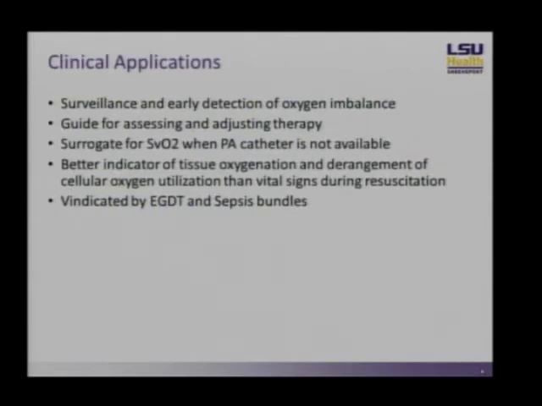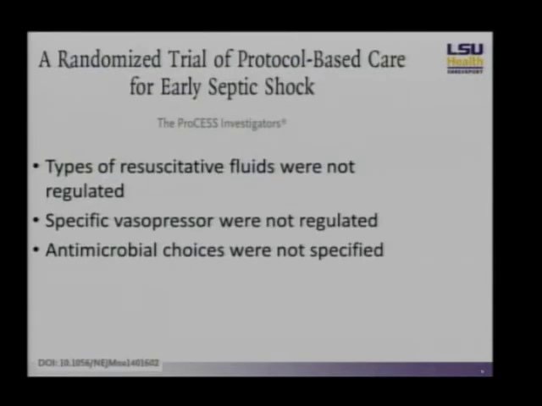And like I said, for the indications, we look for oxygen imbalance. We assess and adjust our therapy when we don't want to put a PA catheter in. It's a surrogate for this, and it was vindicated and used by EGDT in the sepsis bundles from there. Now, for years, people believed in early goal-directed therapy. People quoted it. People lived by it. They loved it, except for emergency room physicians, who hated it. Obviously, they hated it, and the reason is because they had to put a catheter in, because you had to measure what the SCVO2 was and then initiate treatment from there.